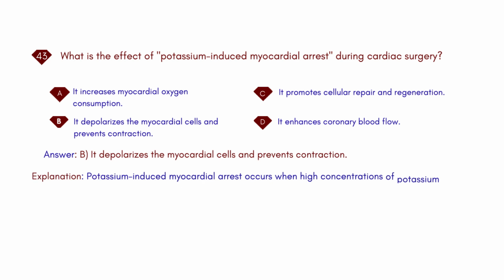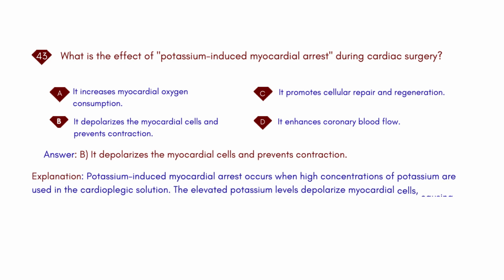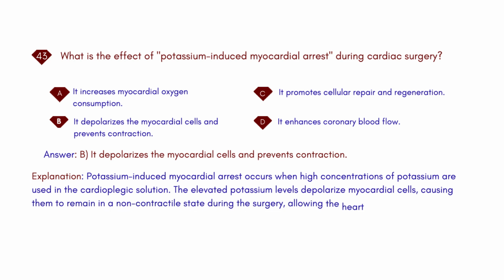Explanation: Potassium-induced myocardial arrest occurs when high concentrations of potassium are used in the cardioplegic solution. The elevated potassium levels depolarize myocardial cells, causing them to remain in a non-contractile state during the surgery, allowing the heart to be protected from ischemia.